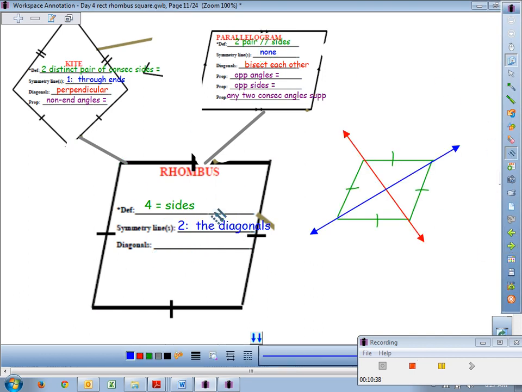So the symmetry line for a kite is, I said kite again. The symmetry lines for a rhombus, there are two of them, right? Tell me how many there are, and then say that they're the diagonals.